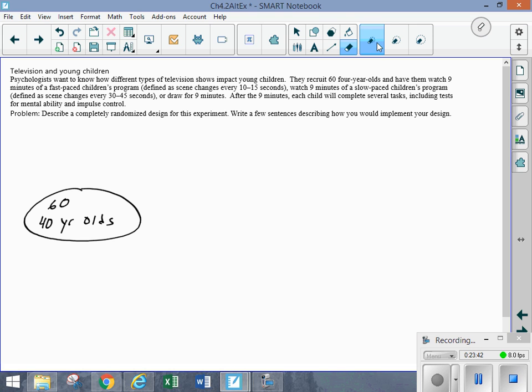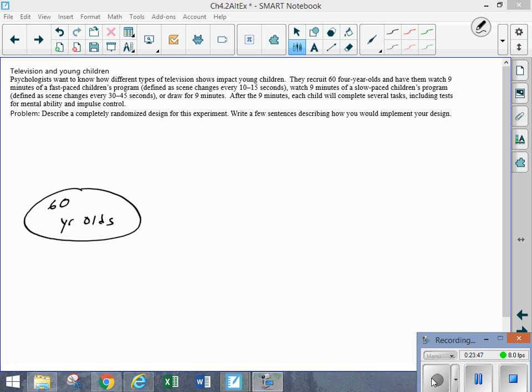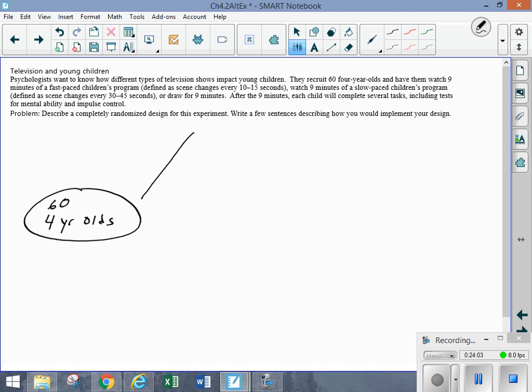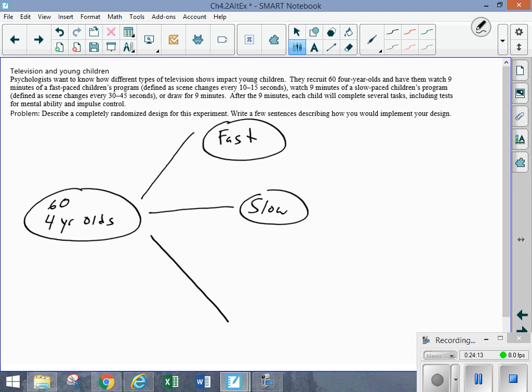Therefore, it's okay. They are 4-year-olds. All right. And what are they going to do? They're going to watch fast-paced, slow-paced, or they're just going to draw. So we're going to go fast, slow, draw. Fast, slow, or just draw.